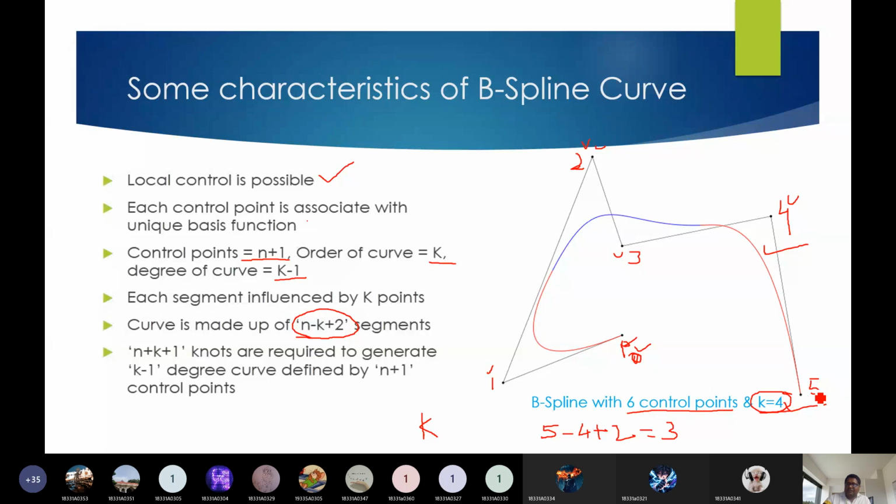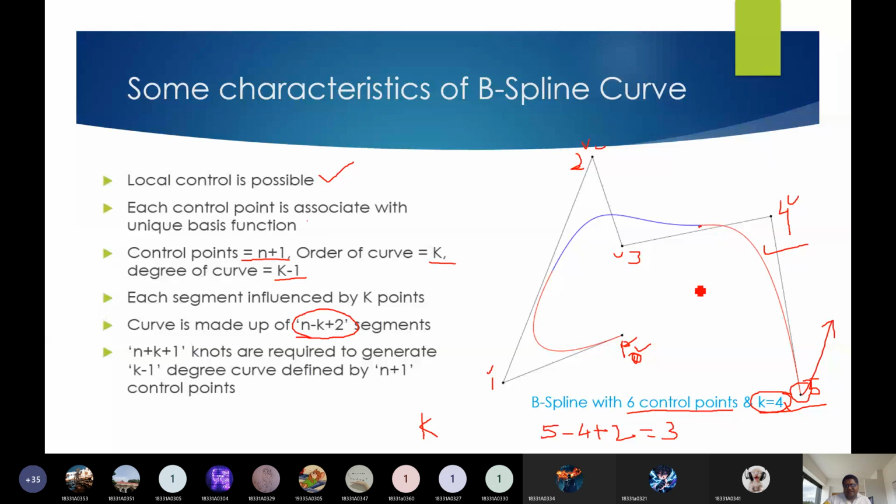For example, if you take the point 5, even if you move it to some other location, as we discussed, it has influence only on the last segment, which means even if you move it, the shape of this blue colored one and the first red colored one don't change. Only from here, a new segment of the curve would be generated depending upon the new location of the 5. So that you can understand from here.